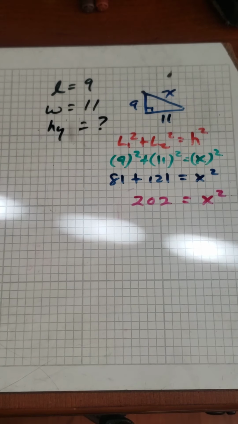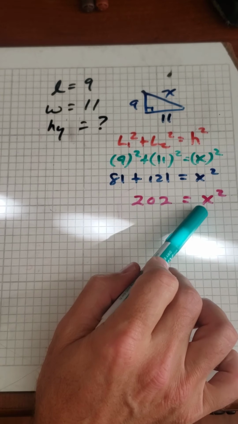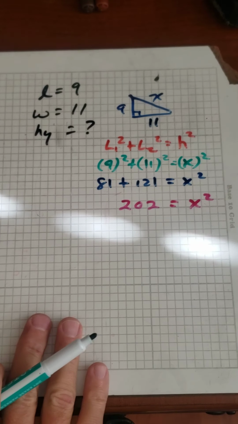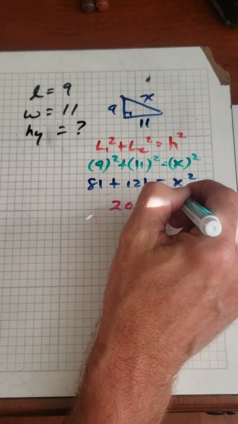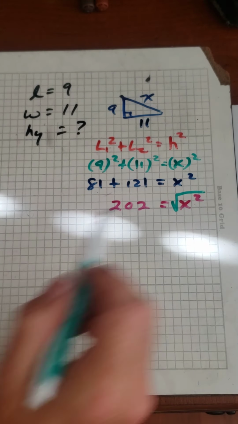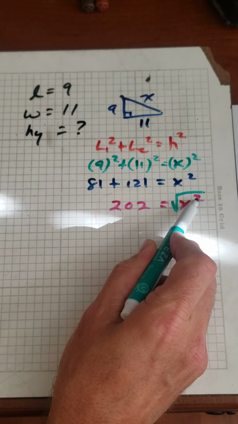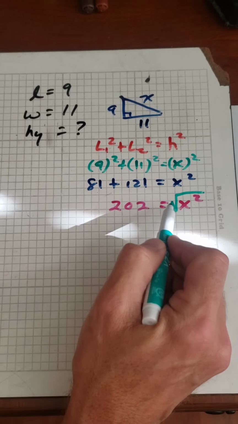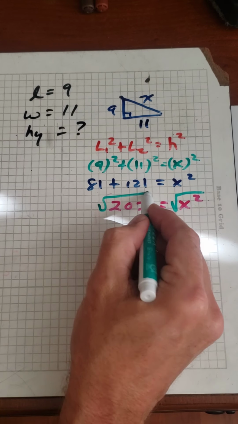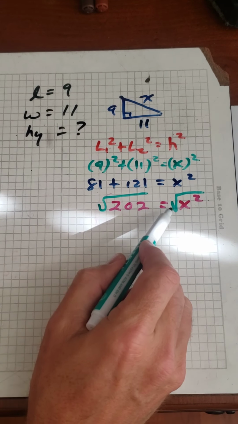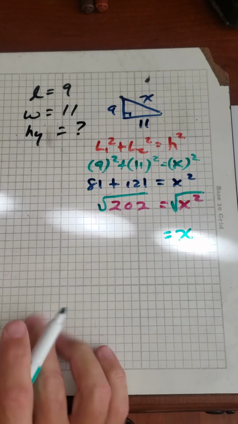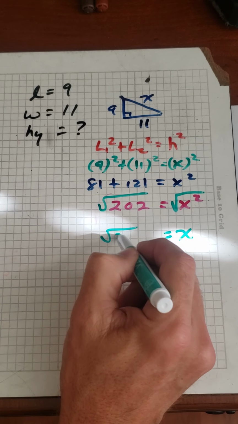But remember, I never care what x squared equals. I only care what x equals. So I don't know what x equals because I have that square right there. I need to get rid of that square, and the way that I get rid of a square is by square rooting. But if I square root this side, I have to do it to the other side as well. I can never do something to one side that I don't do to the other. The only thing the square root symbol does is get rid of that square. So on one side I have x, and on the other side I have the square root of 202.